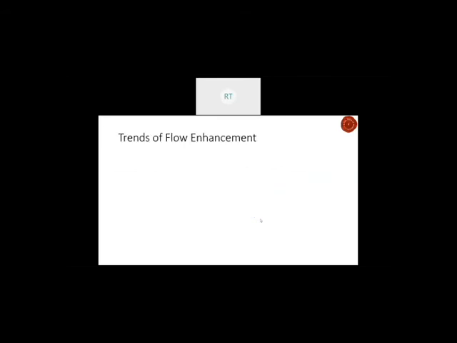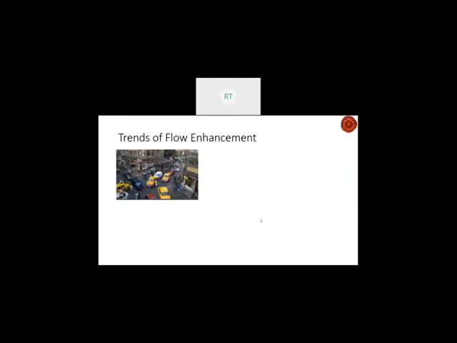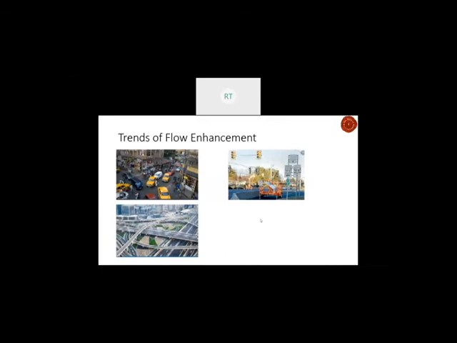Now the trend of flow enhancement. At one point of time, the flow is very random, with no stoppages, no signals, nothing. Things are flowing as they are flowing. Then we try to bring in some sort of discipline to the flow. Then when the flow becomes unmanageable even with these disciplines, we tend to bring in additional channels of flow.